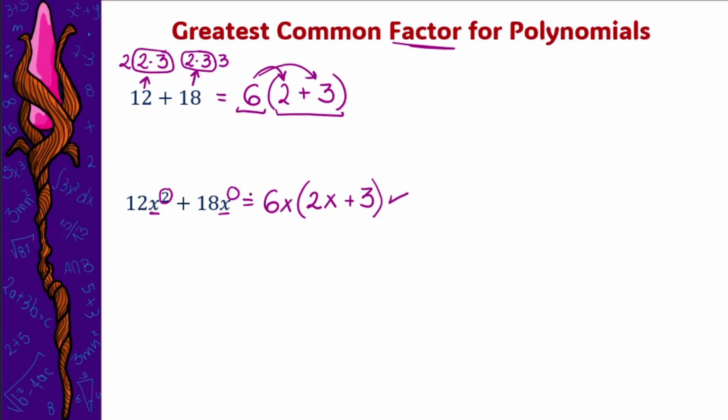So we have factored a binomial already. This is already a factorization. We would call 6x the common factor, and then this parenthesis would be the second factor.